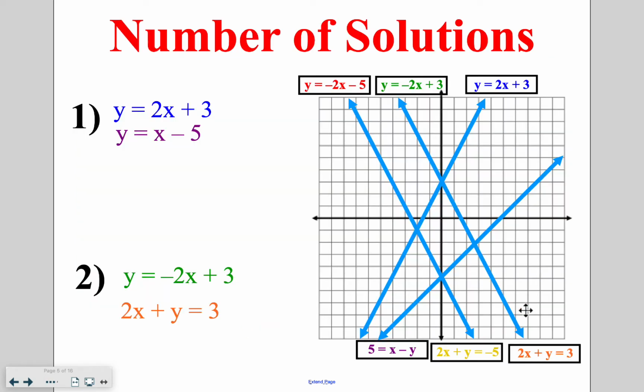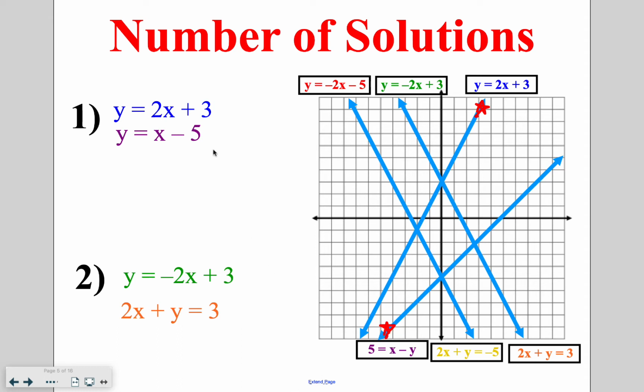So our first piece is just going to be able to identify the number of solutions and then what we call that with the terminology. So for the first problem, we're looking at y is equal to 2x plus 3 and y is equal to x minus 5. So we are looking, in this case, at this blue line equation and at the purple line equation. Now, as we look at this graph, while they do not overlap on the visible part of the graph, if these lines kept going at the bottom, eventually they would cross over each other.